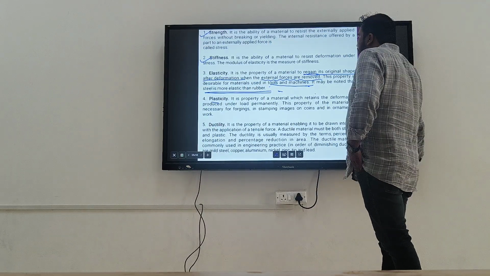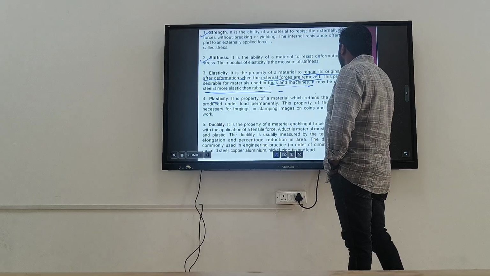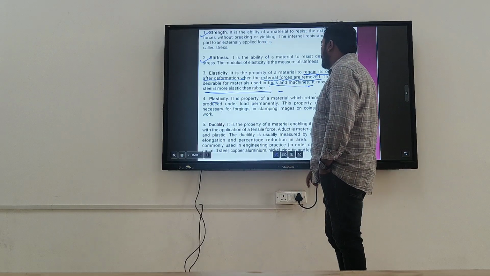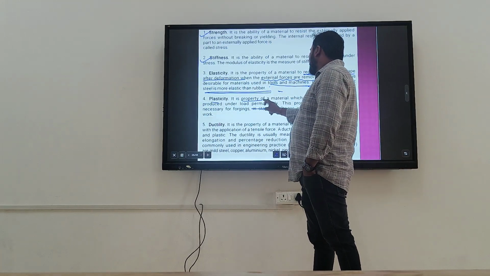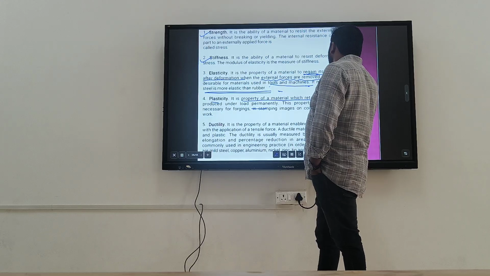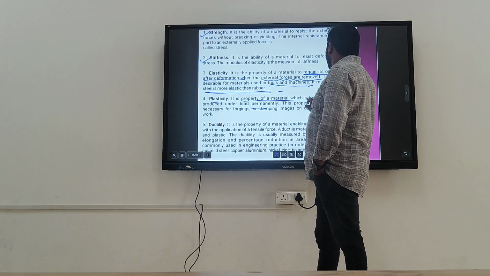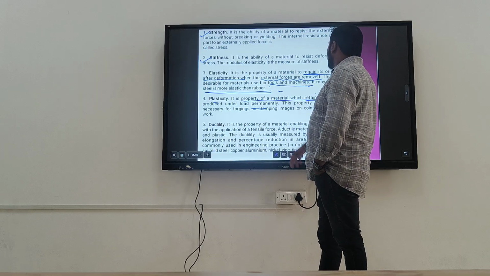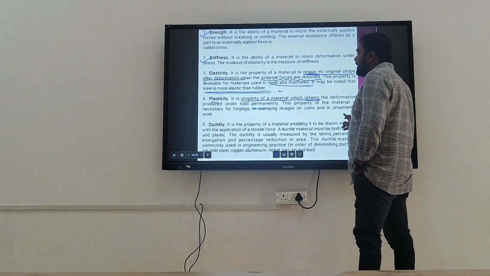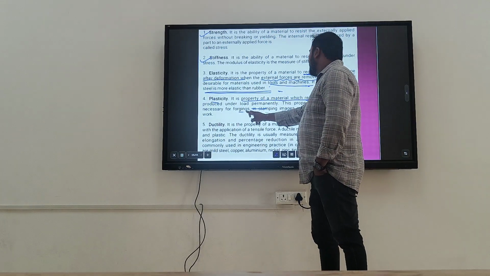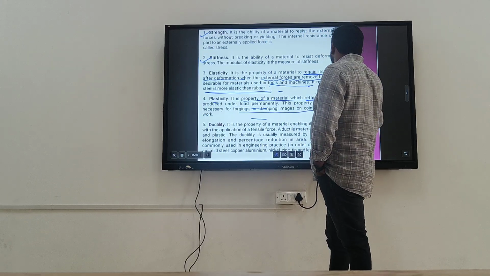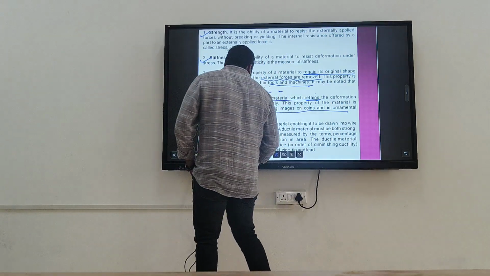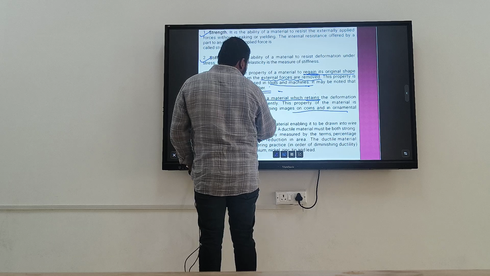Plasticity. It is the property of the material which retains the deformation produced under the load permanently. This property of the material is necessary for forgings, in stamping coins and ornamental work. That is called plasticity.